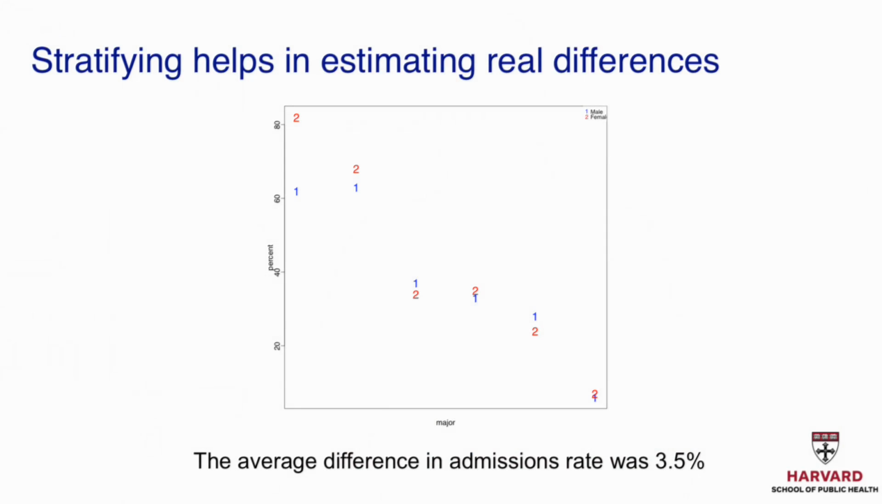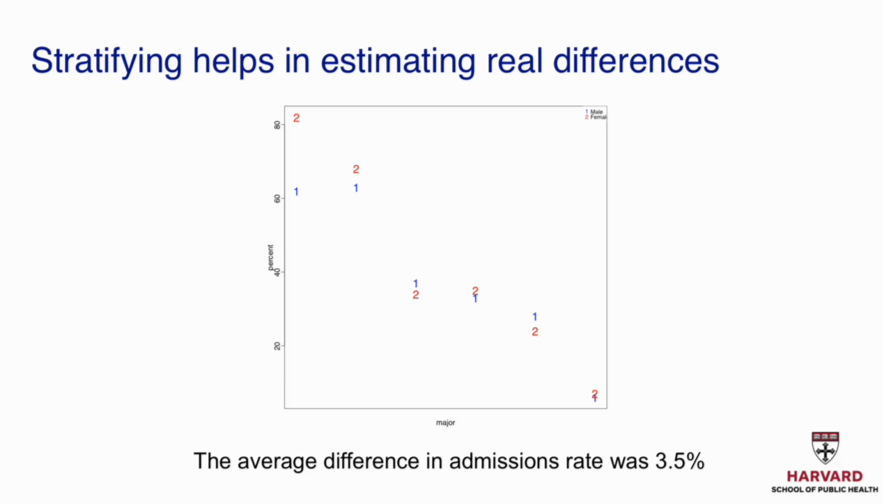As we just said, one way of parsing this out is by stratifying. And here we can see the proportions that are admitted by major. If you want to see if there's a difference, you should compute the difference at the level of major, right? So you stratify, then compute differences. If we compute the difference between males and females in each one of these and take an average, we see that they're roughly admitted at the same rate. In fact, women on average have a 3.5% higher rate. So this is a very, very famous example of confounding.